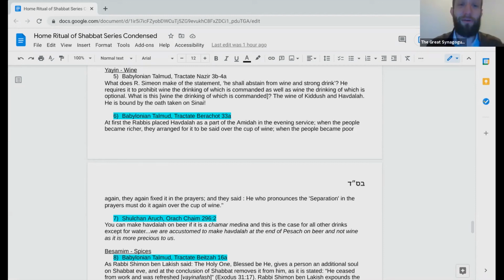The Ramah here adds to the Shulchan Aruch that at the end of Pesach, there's a custom to do it on beer because it's more precious to us, since we haven't had beer in 8 days at least. And if you like beer, maybe that was a long time. And also maybe just in general, not having all of the yummy wheat and other chametz things, you're craving some chametz things. So that's just a custom, to do it on beer, that I like to do. I think it's a nice one.